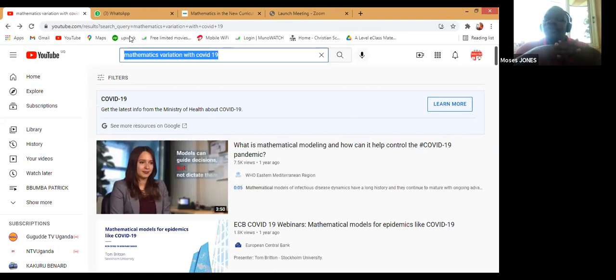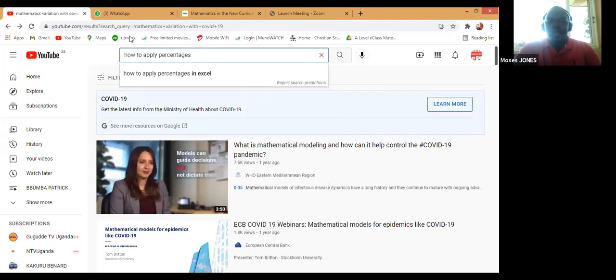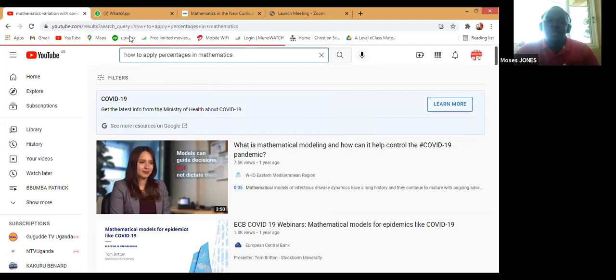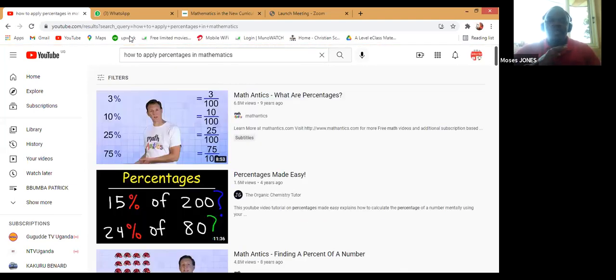Say I don't know how to apply a certain topic. How do I apply it? You can say, how to apply percentages in mathematics. Then you search for that information, and you see that you get several results. You keep on looking at it. You say, how do I look at that in real life? Then you play that video and you learn something, and you share it with your friends.